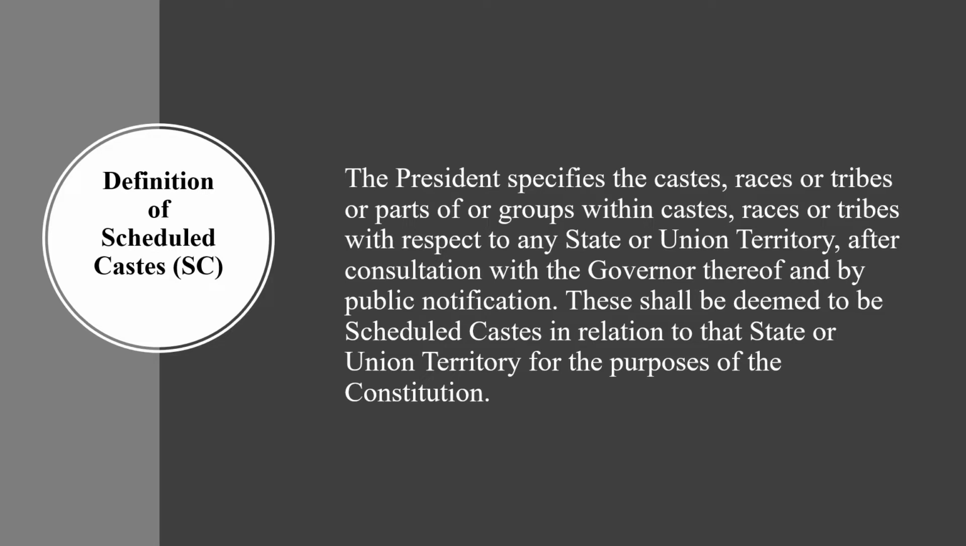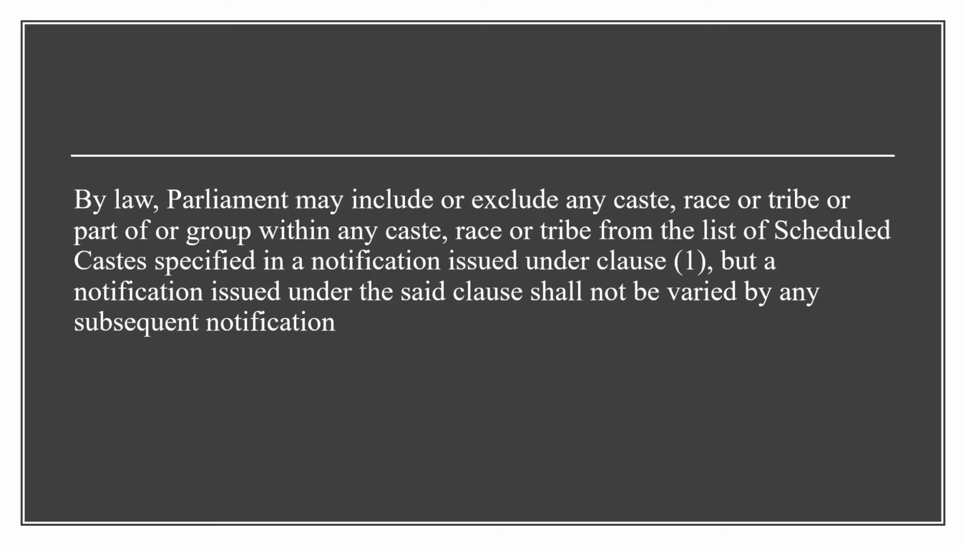The President specifies the castes, races or tribes or parts of or groups within castes, races or tribes with respect to any state or union territory after consultation with the governor thereof and by public notification. These shall be deemed to be scheduled castes in relation to that state or union territory for the purposes of the Constitution.